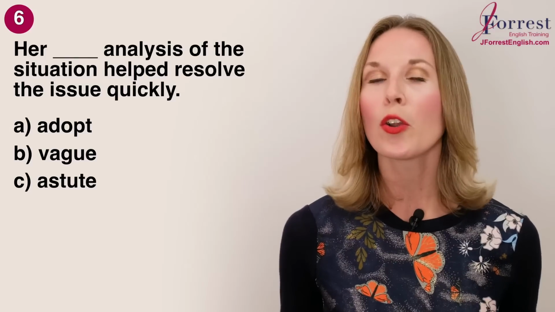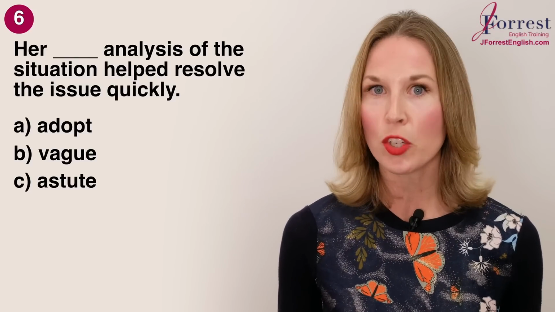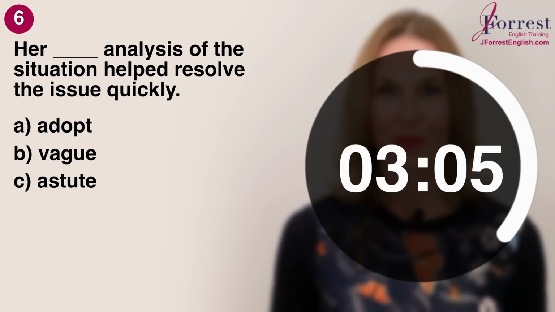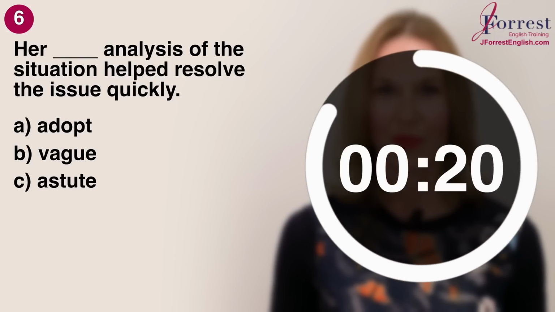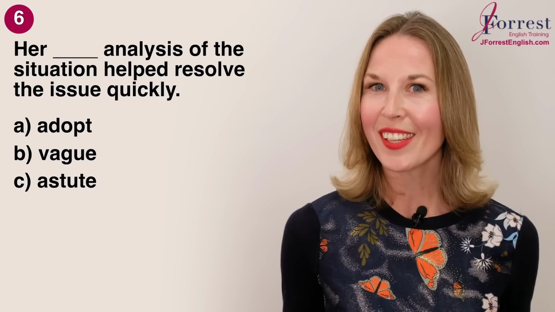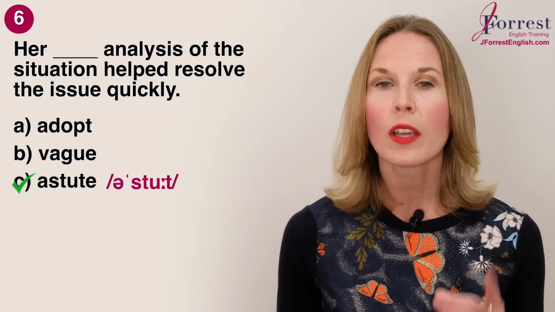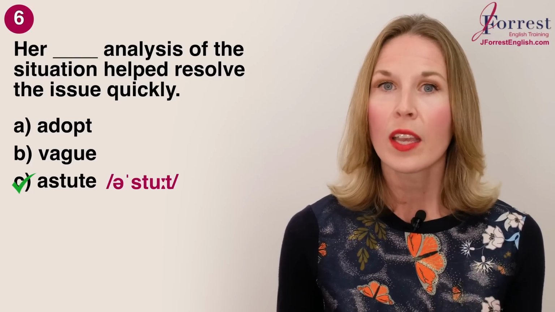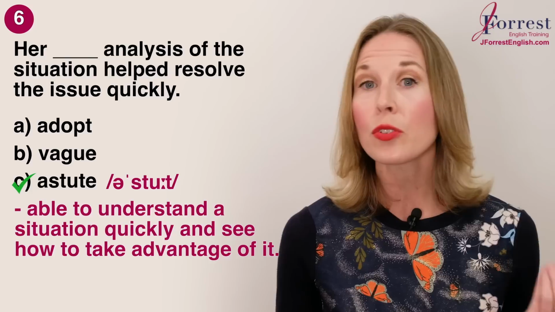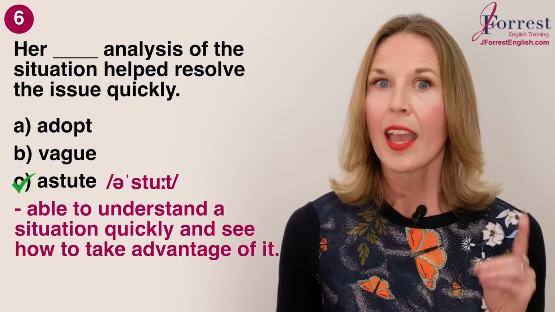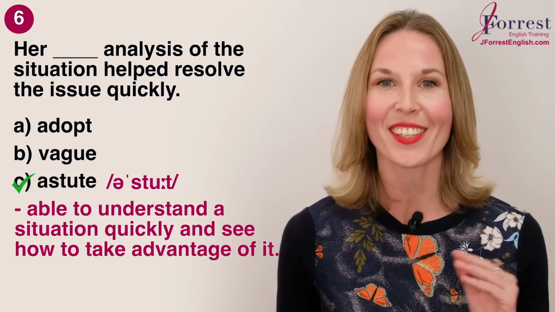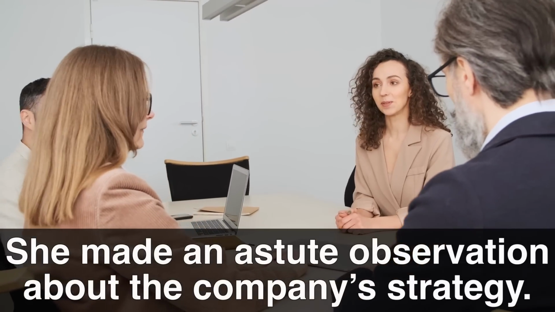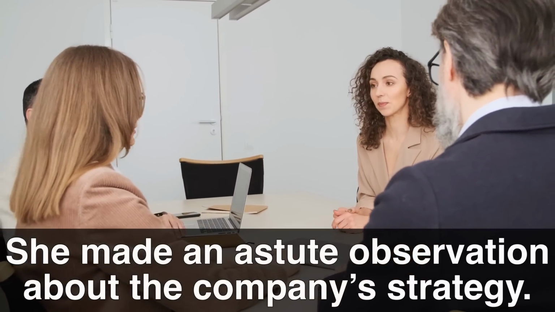Question 6. Her blank analysis of the situation helped resolve the issue quickly. The correct answer is C, astute. Notice that ooo, astute, astute. This means you're able to understand a situation quickly and see how to take advantage of it. For example, she made an astute observation about the company's strategy.